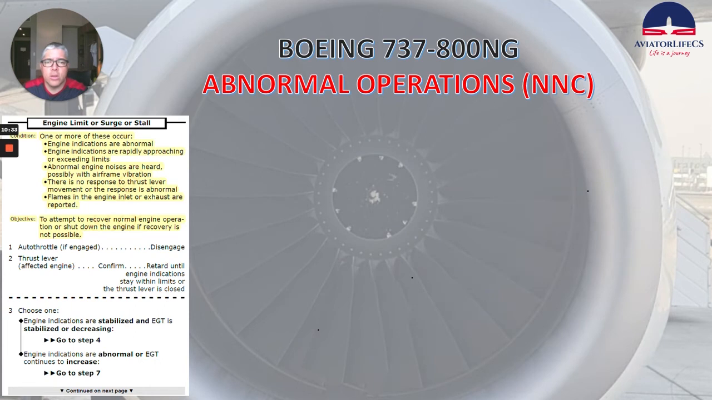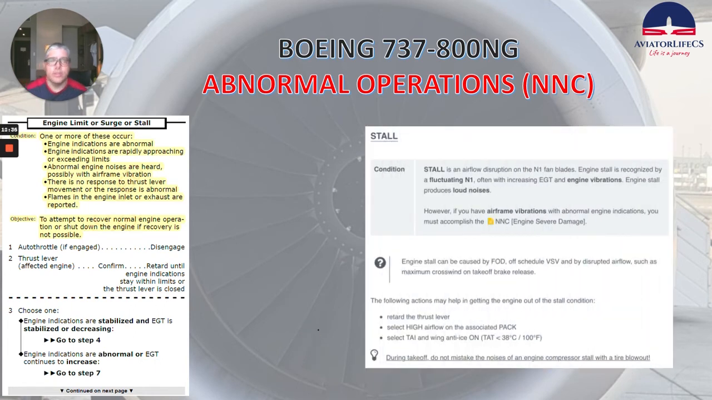Now let's talk about the stall condition. A stall is an airflow disruption on the N1 fan blades. Engine stall is recognized by a fluctuating N1, often with increasing EGT and engine vibrations. Engine stall produces loud noises. However, if you have airframe vibrations with abnormal engine indications, you must accomplish the non-normal checklist, engine severe damage.